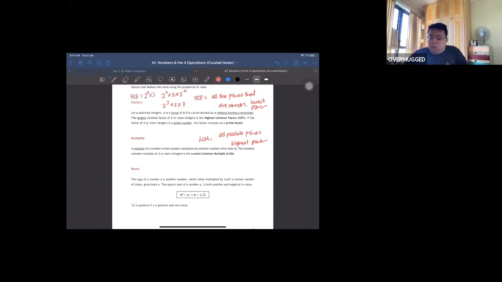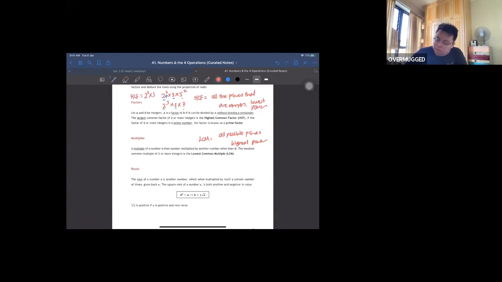The reason why is because I'm going to choose all the primes that are common. So in this case here, it is the 2 and the 3. And I want to choose the lowest possible power, which is 2. Okay, we do not want to include the 5 and the 7 because that is for LCM.